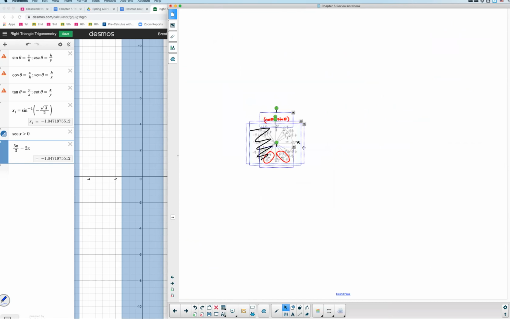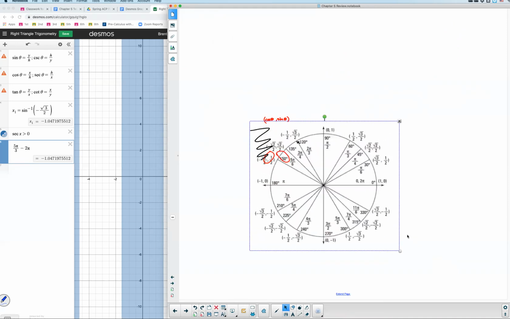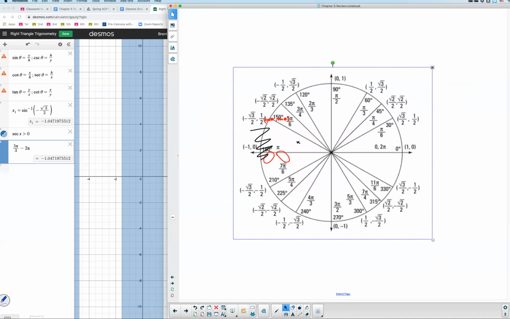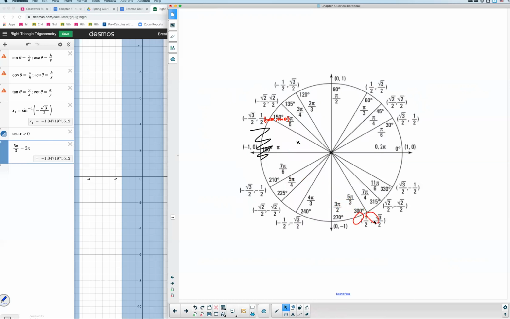Let's see if it'll let me expand all of it. No, it won't. Well, this is where I got the values from. There was one. Whoops, that's not working. There was one of them right there. There was the other one. This is for number 8.